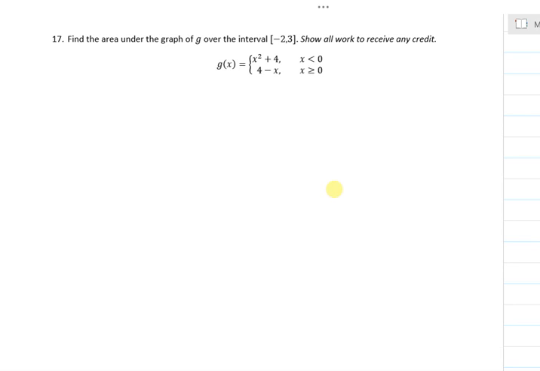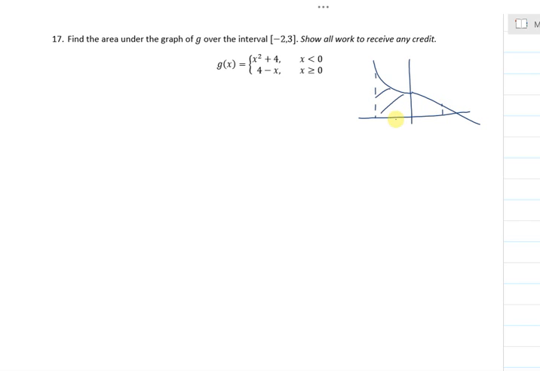Okay, number 17 asks us to find the area under the graph of g over the interval -2 to 3. So that's tricky because g changes what kind of graph it is at 0. Let me sketch this. Don't worry, just a quick sketch. So x squared plus 4 looks approximately like this, and then 4 minus x looks approximately like this. So it actually has kind of a strange shape.